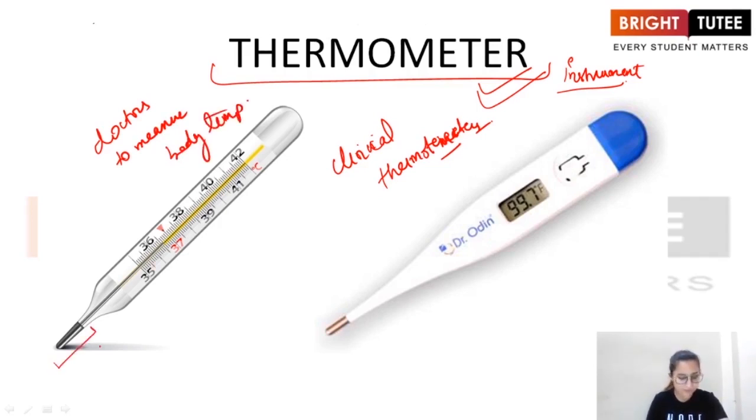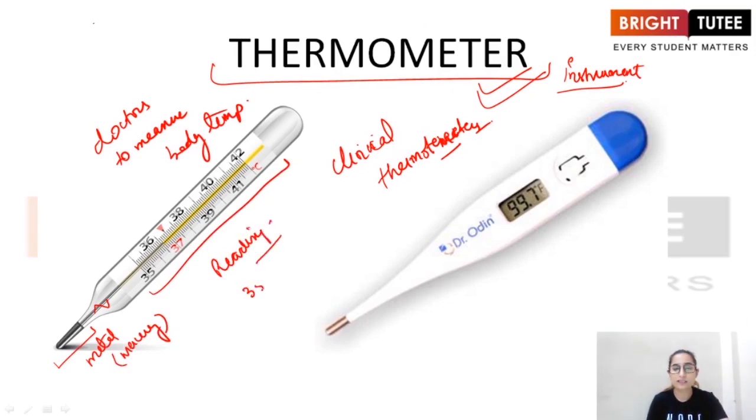This is how it looks. There is a cap in front of it which has metal or mercury inside it. There is a kink in clinical thermometers, and then there is a scale on which reading is present. And what is this reading? Basically 35 degrees Celsius to 42 degrees Celsius. This is the range of this clinical thermometer.